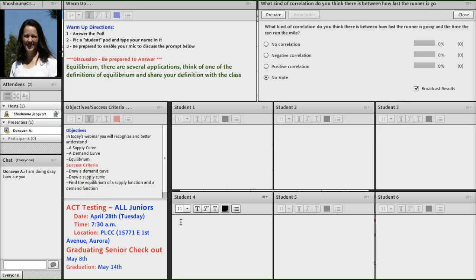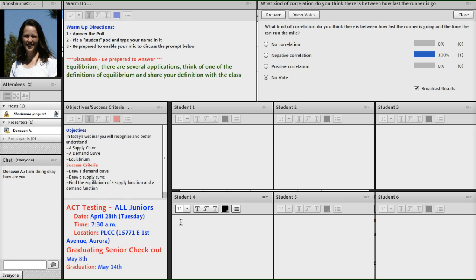Today's objective is you will recognize and better understand a supply curve and a demand curve, and then what equilibrium is. The success criteria is to be able to draw a demand curve and draw a supply curve, and then find the equilibrium of a supply function and a demand function.